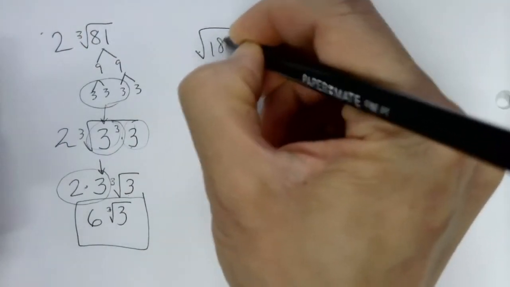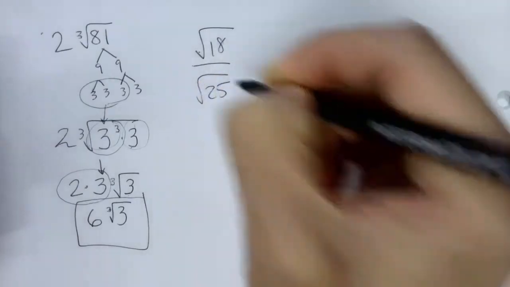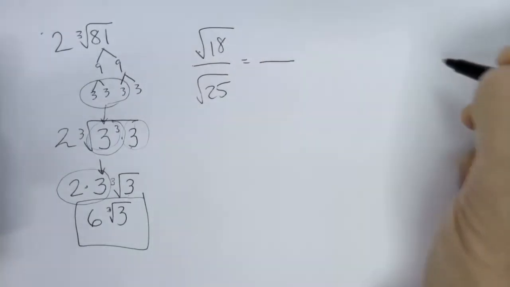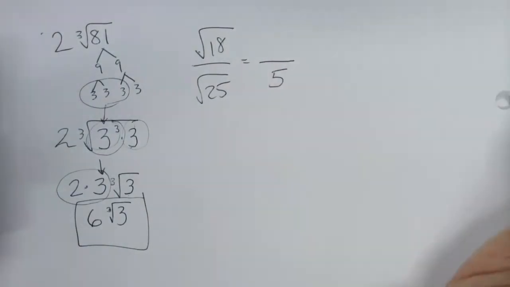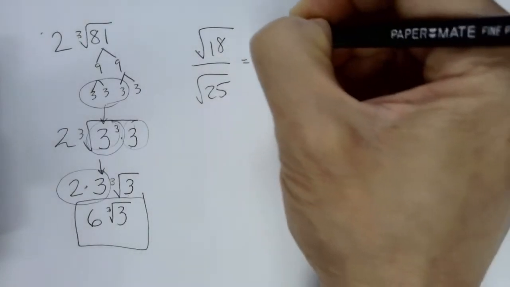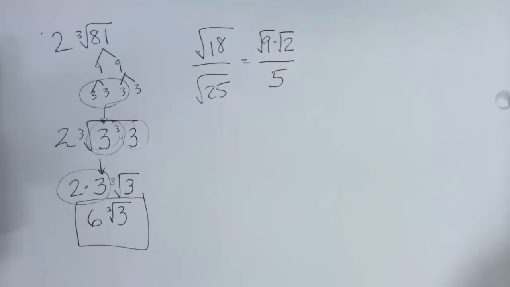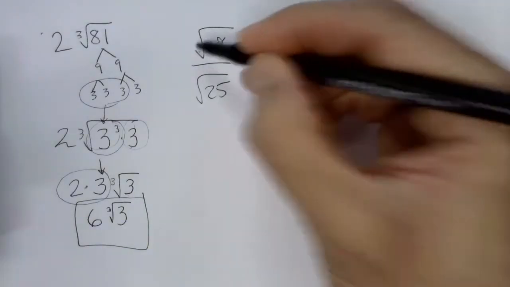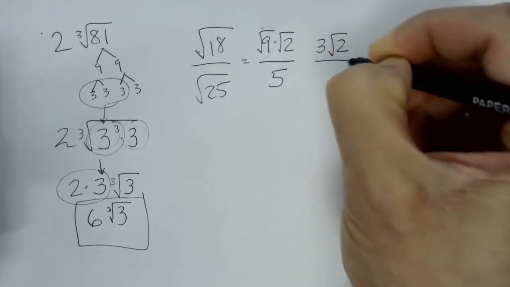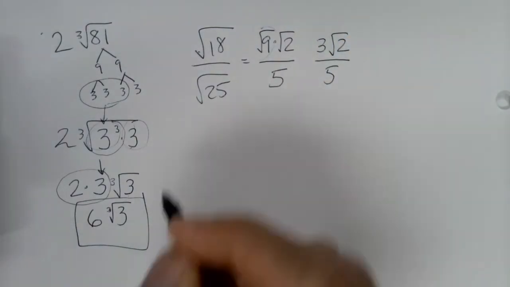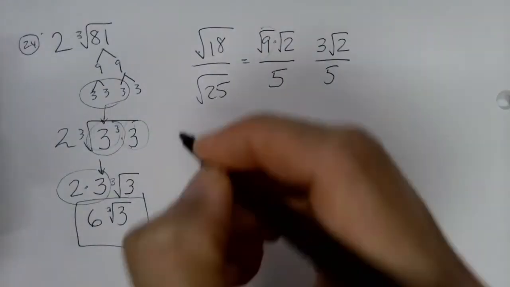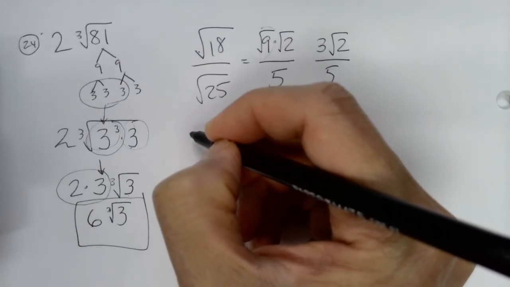24b, I have root 18 over root 25. Root 25 is 5, because 25 is 5 squared. And then the top I can rewrite, so I'm looking for that perfect square, since this is a square root. So the square root of 9 is 3, root 2 is still root 2, and it's all over 5. Okay, this is 24, A, B, and then let's take a look at C.